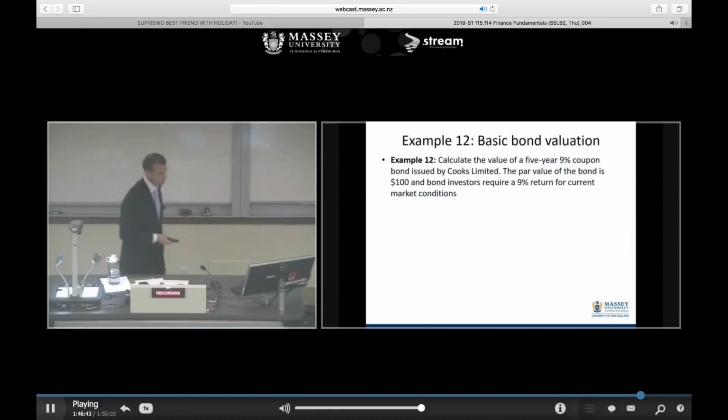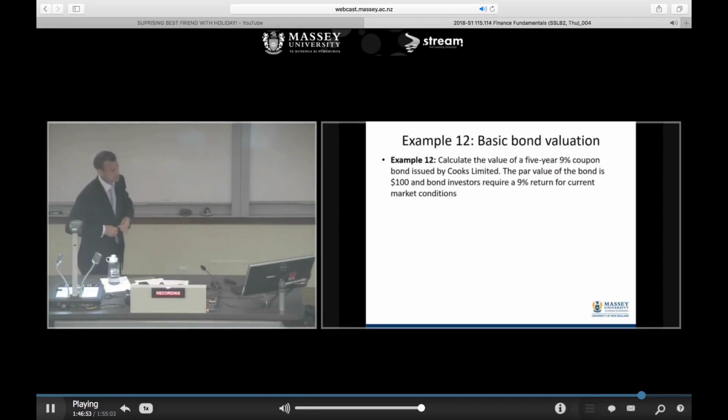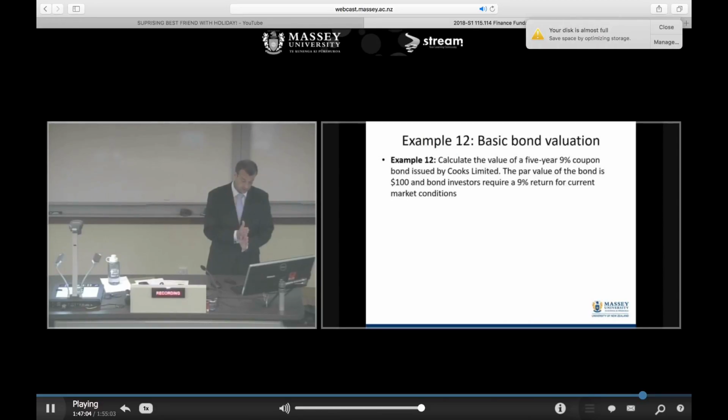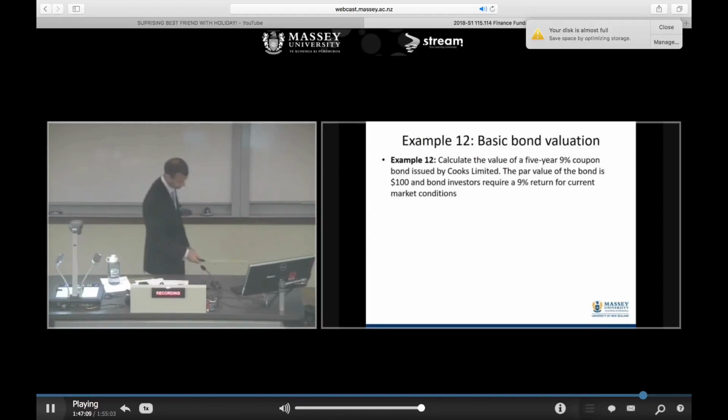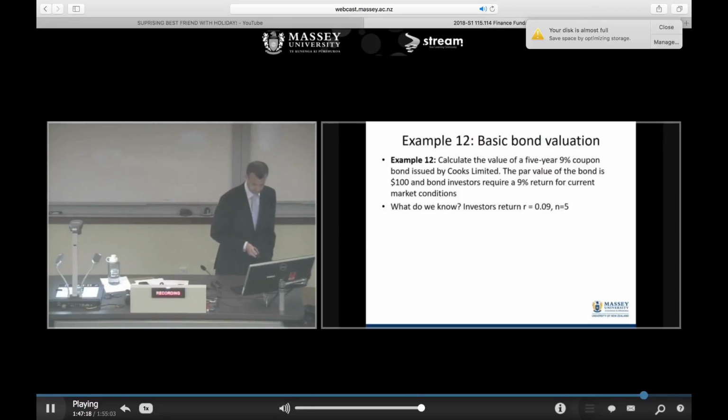So we're going to run through, we might not get all the way through, but we've still got about 3 or so minutes. We'll definitely get through this slide anyway, and the rest of it I can finish off next week. So calculate the value of a 5-year 9% coupon bond issued by Cooks. The par value of the bond is $100, and bond investors require 9% return for current market conditions. So what do we know? Well, they want 9% or 0.09, and N is 5. That's the first 2 bits of information.